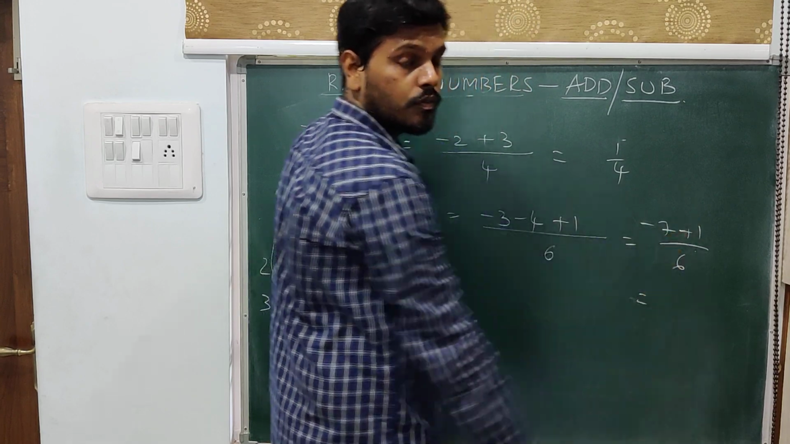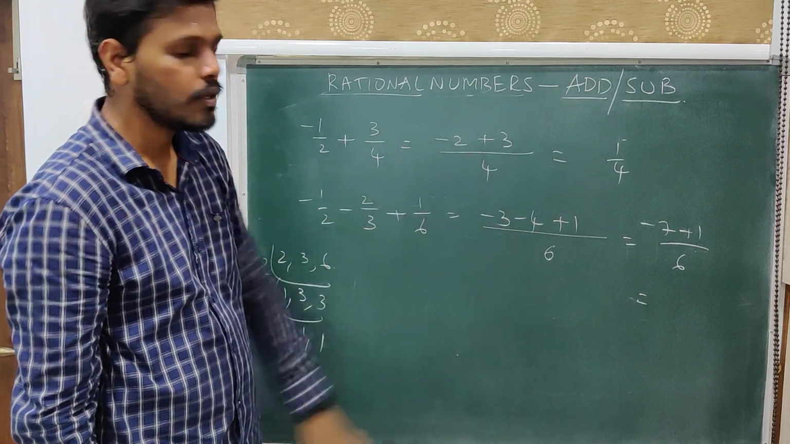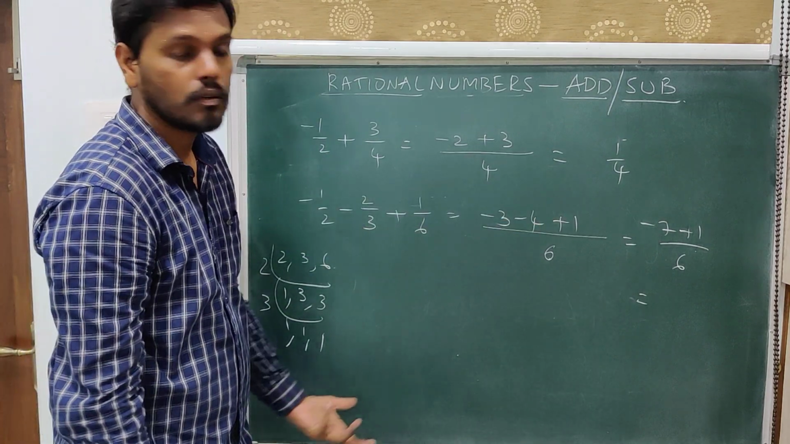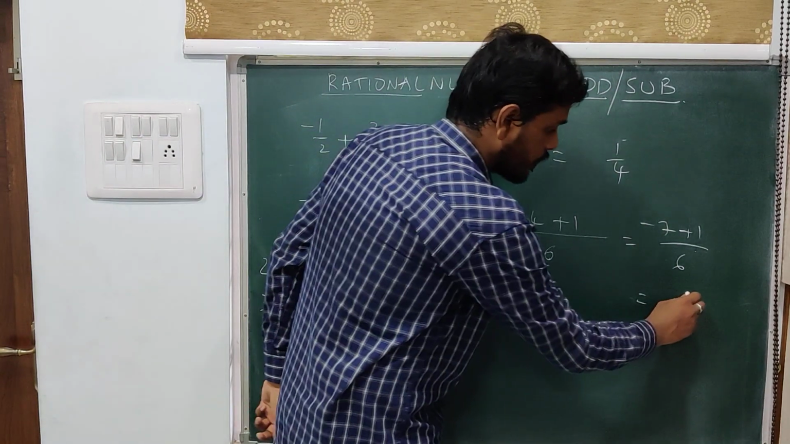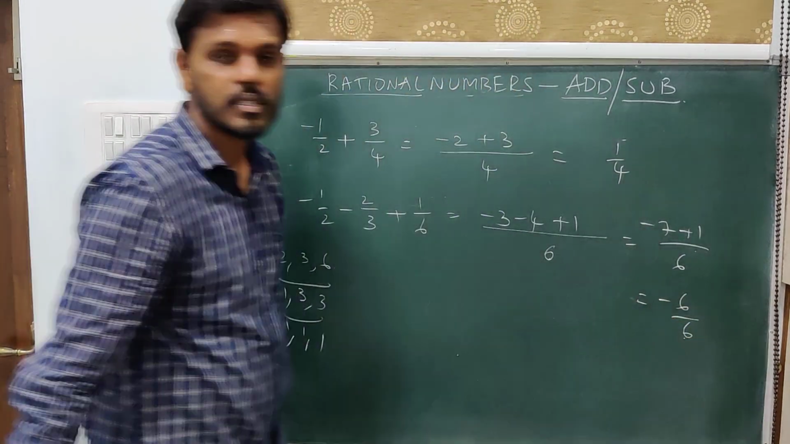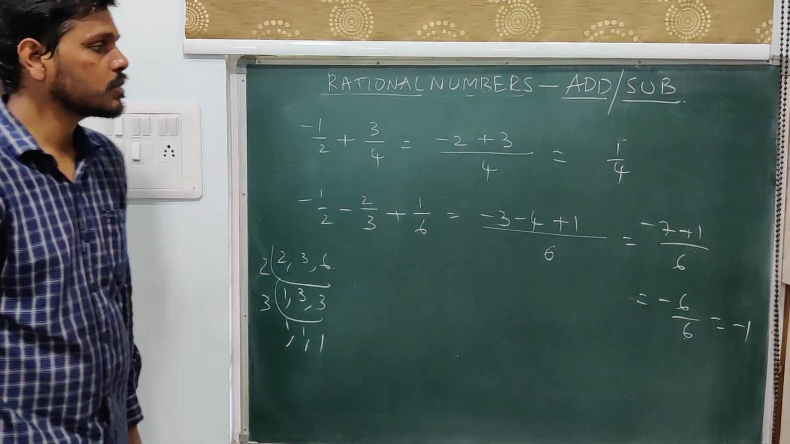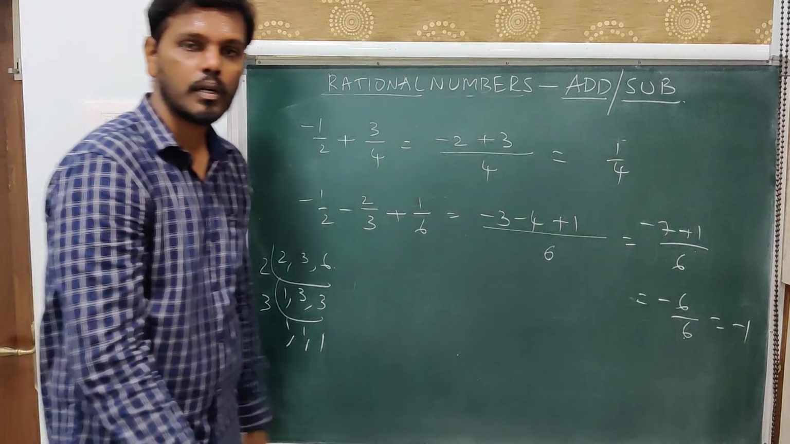Again, these are numbers of different signs. Therefore, you need to subtract 7 and 1. When you subtract, what do you get? When you subtract 7 and 1, you will get 6. And the biggest number is 7, the sign is minus, so it is minus 6. Minus 6 by 6 is the same as minus 1. So this is the way we go about it. We do one more problem and we will conclude.